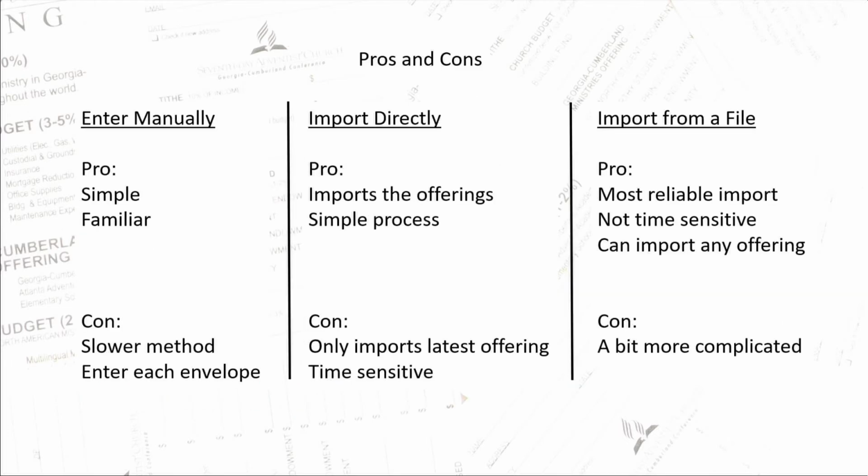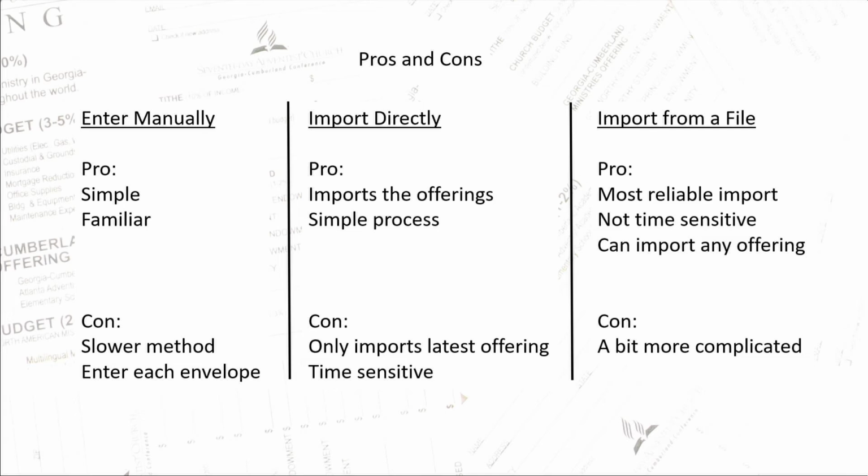So you can see that each method has its pros and cons. If you like simple and familiar, have very few donors, and you're willing to take the time to enter each envelope, then the manual entry might be for you. If you want to import directly and like the convenience of entering your password in Jewel and having it done, and you don't mind keeping one eye on the calendar to make sure you don't miss a deposit, then importing directly might be your friend.